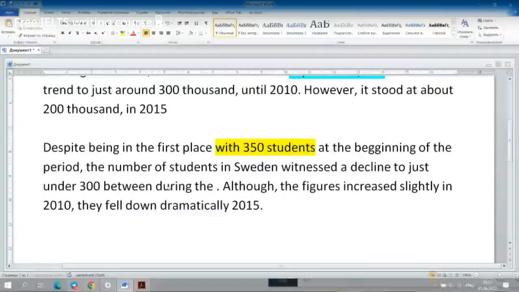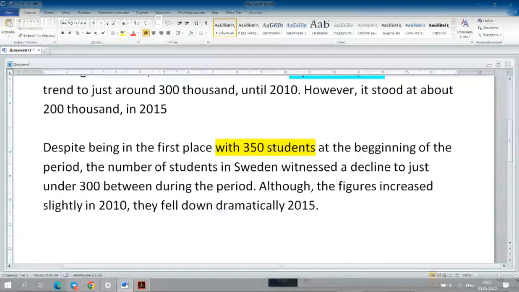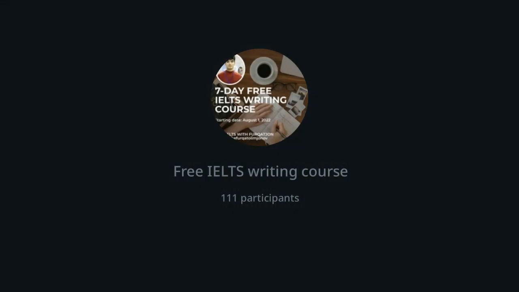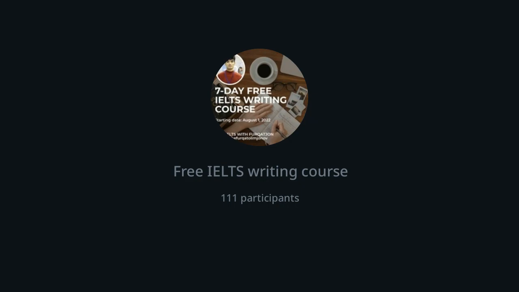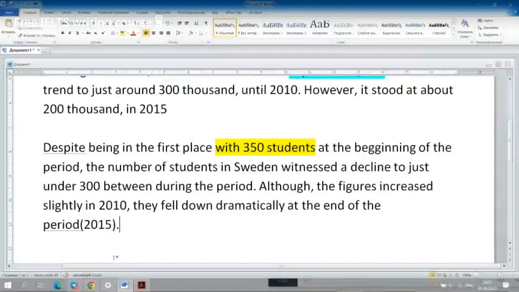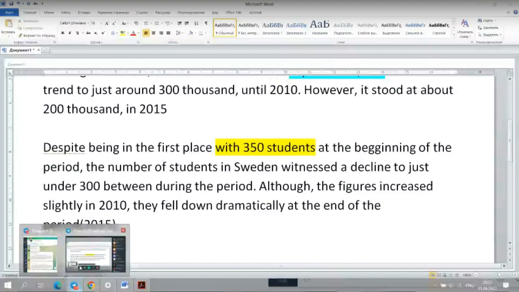Although the figures increased slightly in 2010, they fell down dramatically. So here, you can say at the end of the period. At the end of the period means 2015. So this is better, I guess. So thank you guys for your participation. Now we'll move on to the next part, okay?